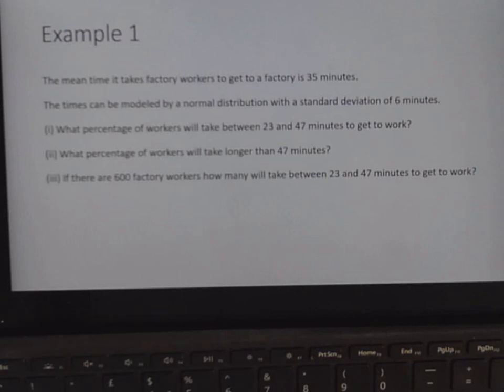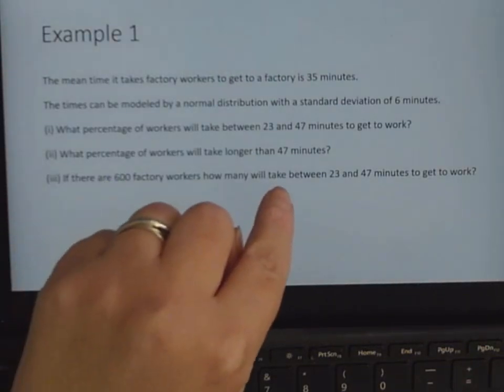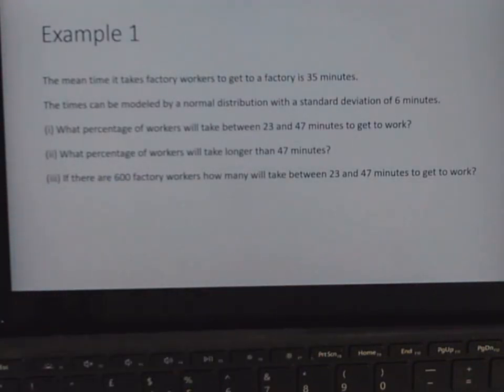What percentage? 95. Lovely. What percentage will take longer than 47? What did we say 47 was? 2 steps up, isn't it? So there's 50% here, and there's another, what's half of 95? 47.5. So that's 50 and 47.5 makes 97.5. So how many's left? 2.5. Do you know what I mean?